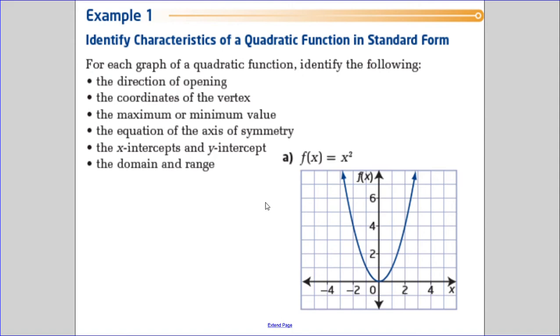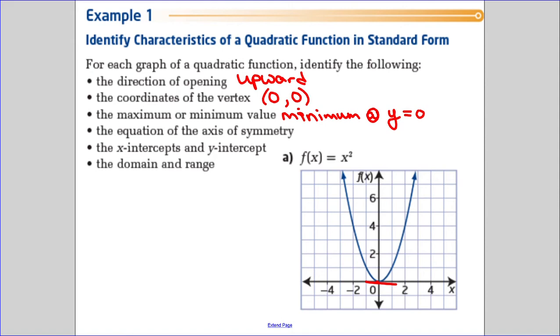Alright, so for our first graph, we can see it's y equals x squared. It's our basic one. The direction of our opening is upward. The coordinates of our vertex are right here, looks like they're 0, 0. Does this have a max or a min value? It has a minimum value that everything has to be greater than, and we always have to also state where that minimum is. So it has a minimum at y equals 0, which is always the y value from our vertex point.